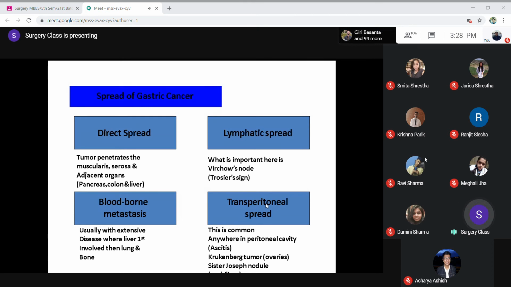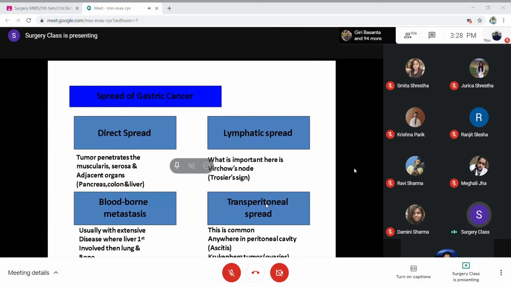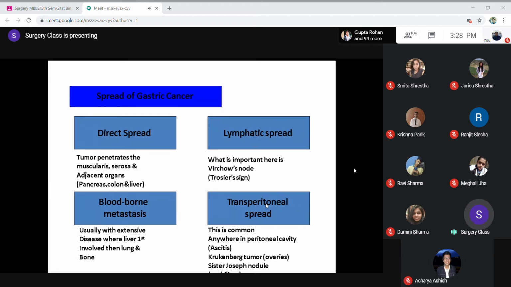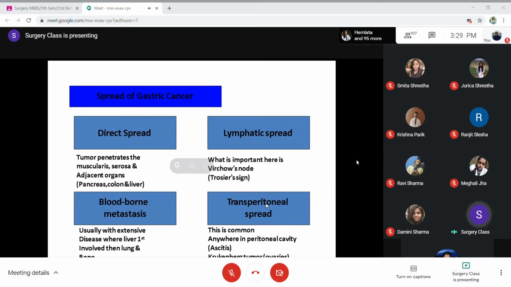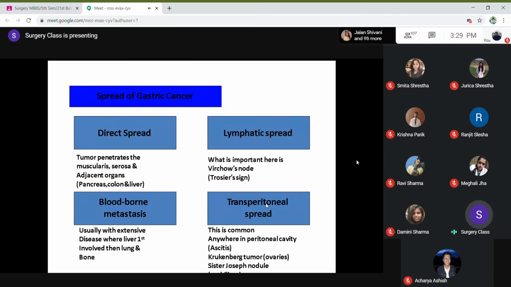Okay, and then the spread of gastric cancer. It can be a direct spread, or a lymphatic spread, or a blood-borne spread, or a transperitoneal spread. Most of it is the lymphatic spread. We have to be a little bit careful about two things. Initially it will spread through the lymphatic route, and then there is also a chance of direct spread.